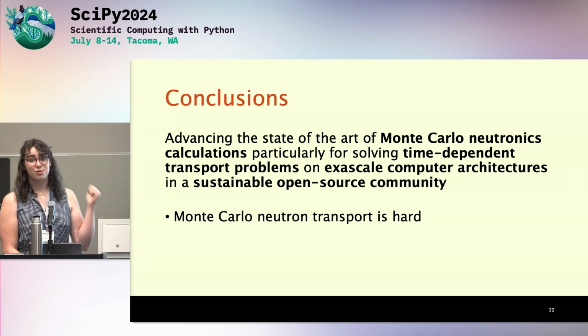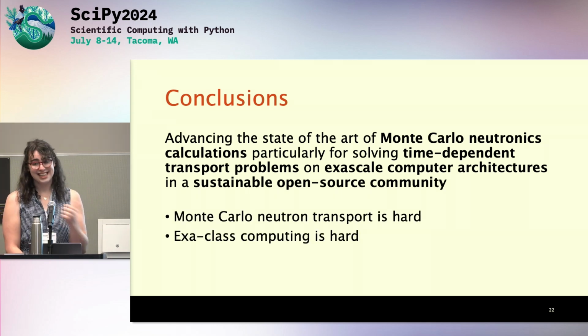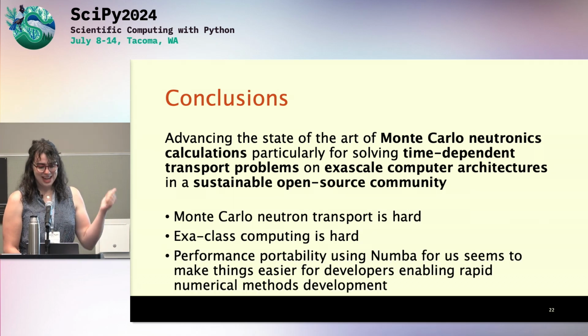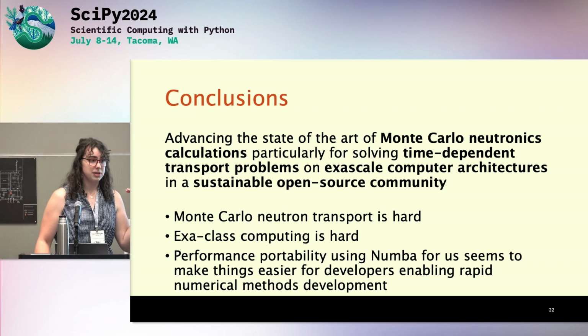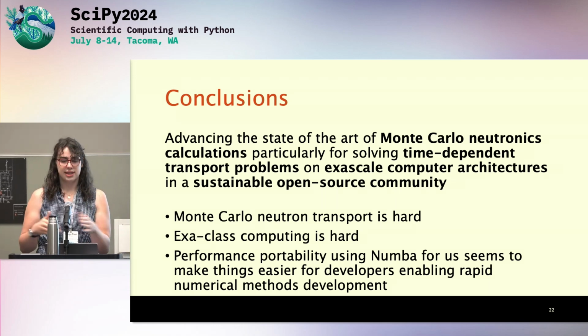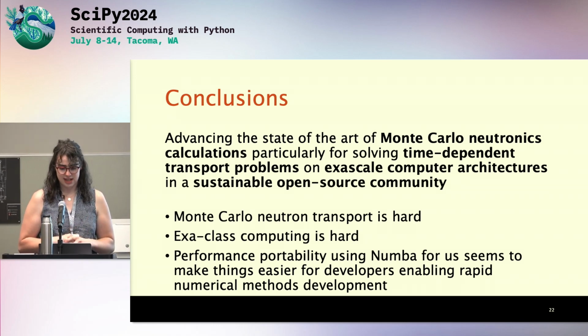Monte Carlo neutron transport is insanely hard. Exascale computing is insanely hard. But a performance portability framework, specifically using Numba, we believe has allowed us to make insane progress in very, very short amounts of time.